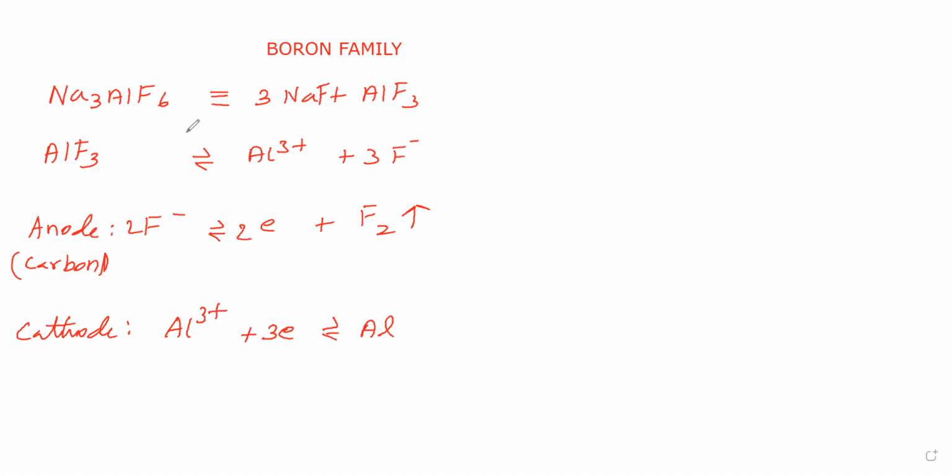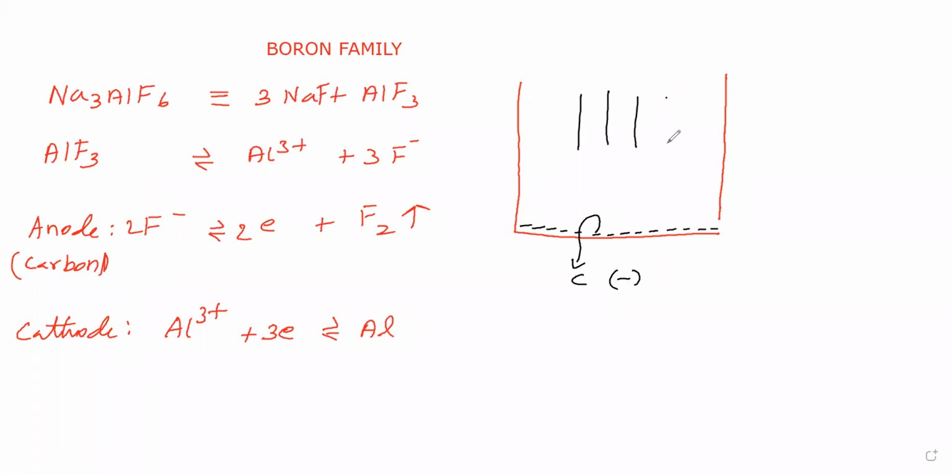Now, for this electrolytic process, we are taking an iron tank. Inside this iron tank, the bottom is coated with carbon. This is acting as the cathode. Then carbon rods are placed like this. These carbon rods act as the anode.